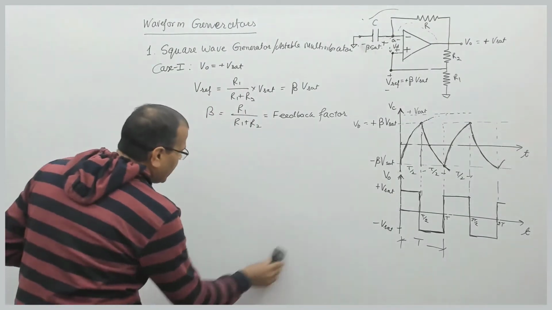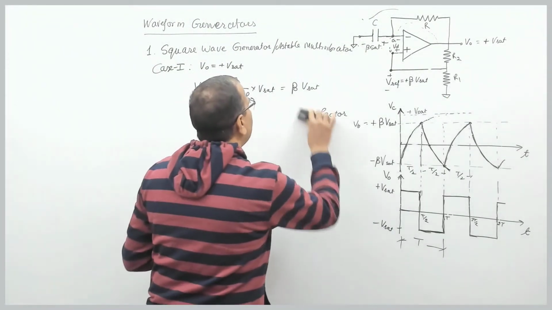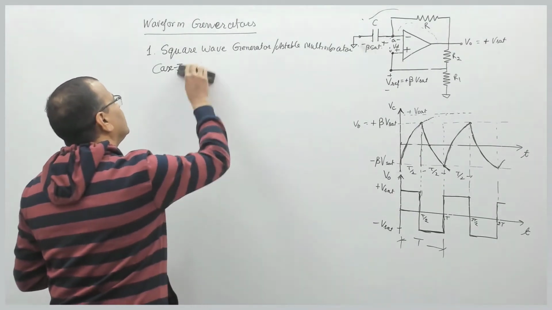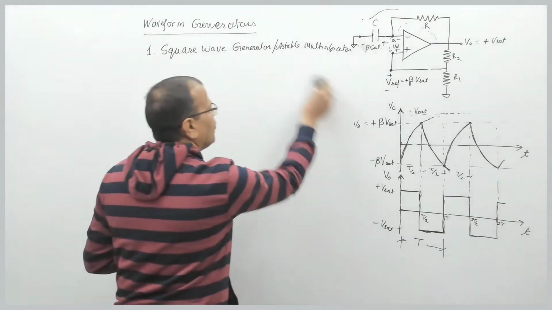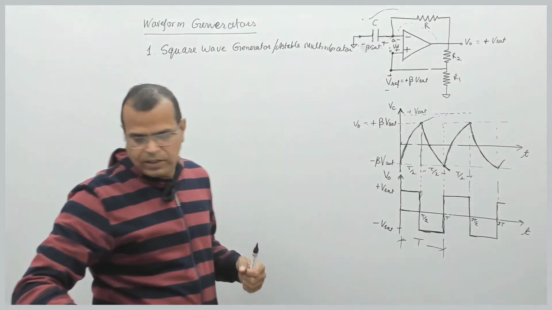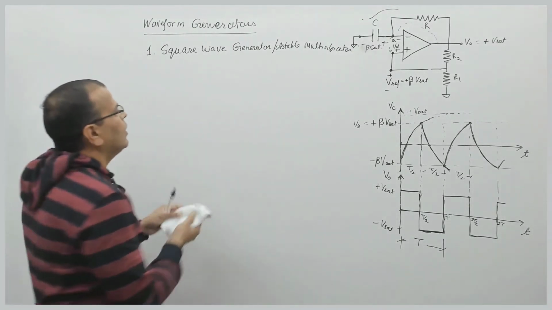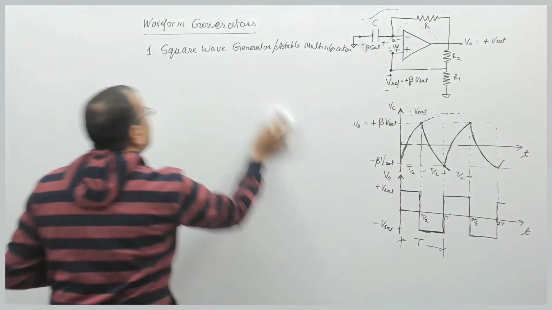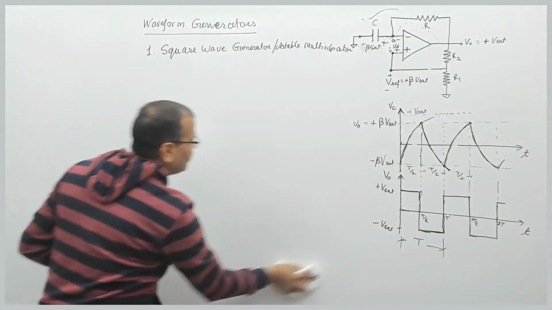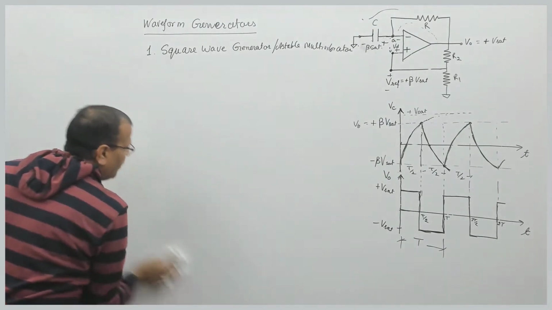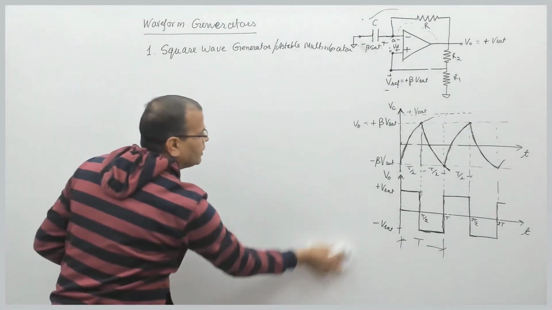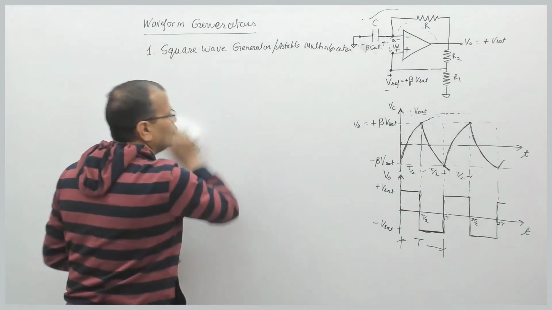Now I have to find the expression of the time period of this signal. So let us see how to find. For that, we need to have the knowledge of RC circuits in networks, right? So I'll give you the expression here. The variation of voltage across the capacitor plays a very important role, because that itself is responsible for changing the output from plus Vset to minus Vset, or from minus Vset to plus Vset.